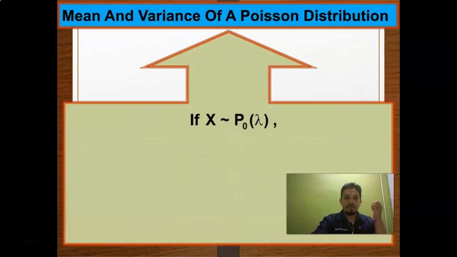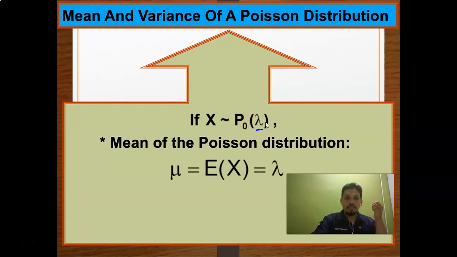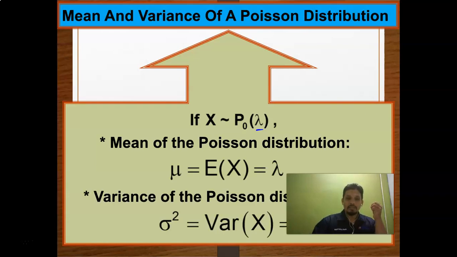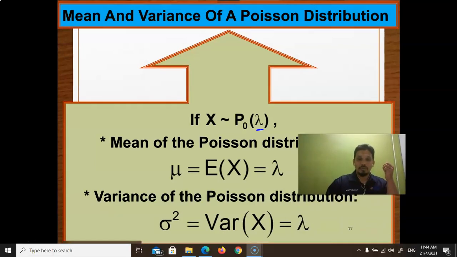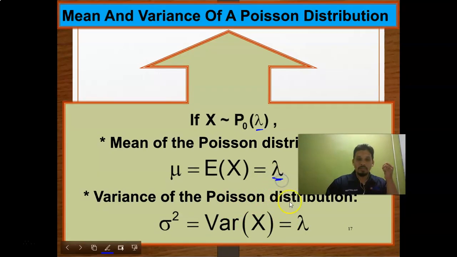Mean and variance of the Poisson distribution. If x is Poisson distributed with parameter lambda, then the mean is lambda itself, and the variance is also lambda. So it is quite easy, because the parameter also represents the mean and variance.